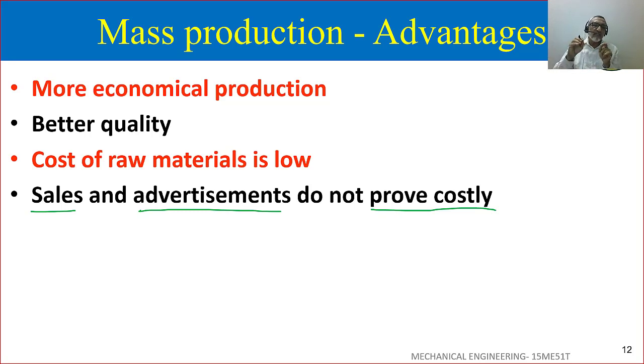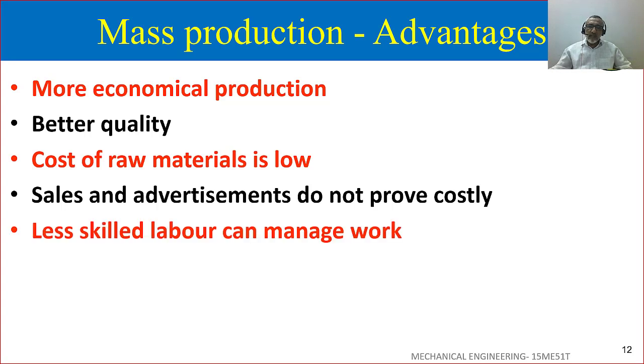So that means the sales advertisement cost per unit that we are spending is going to be much less in a mass production system. Here, the production is automated.